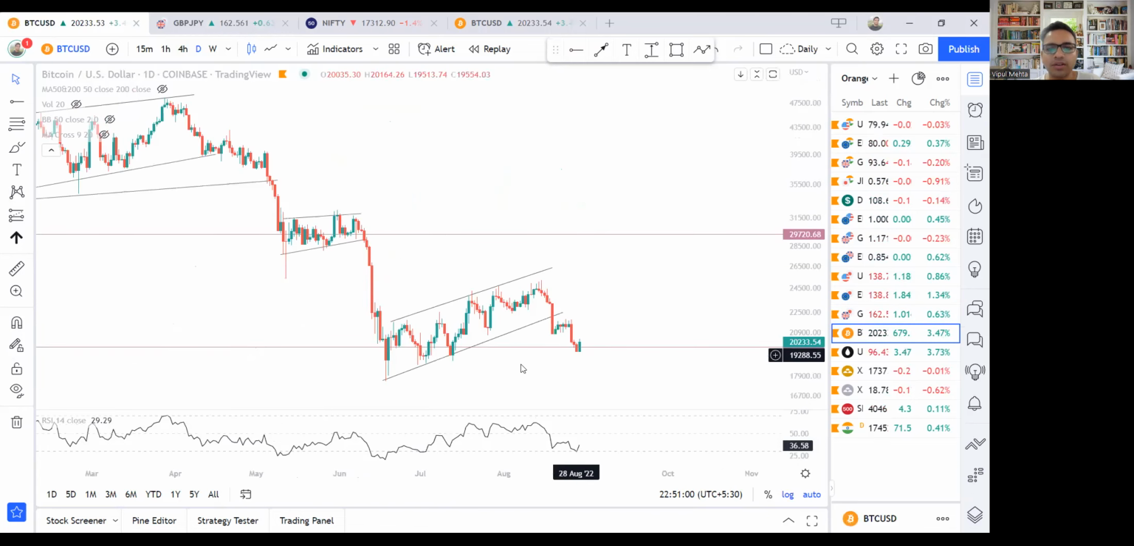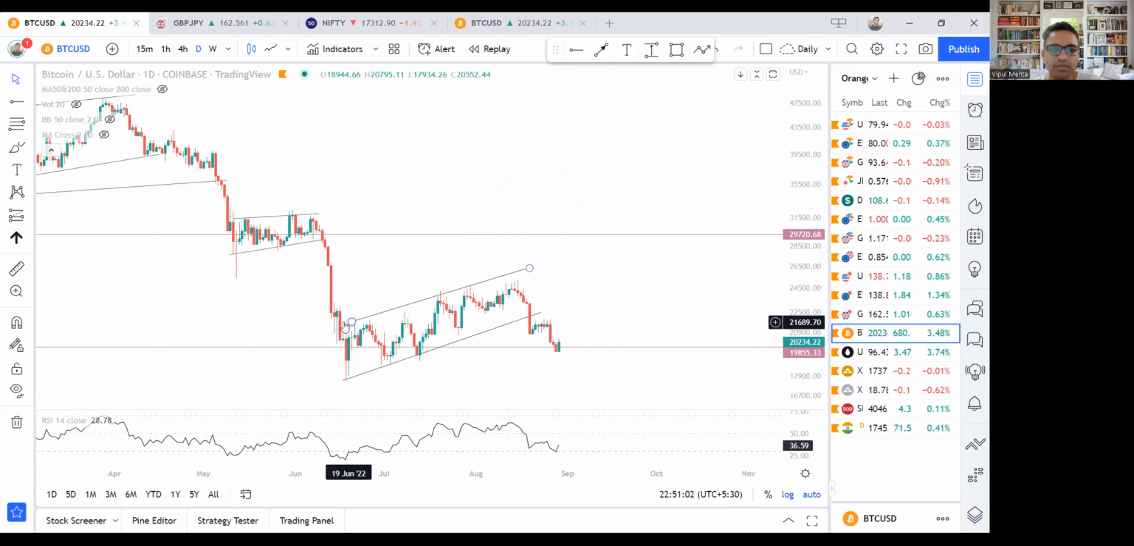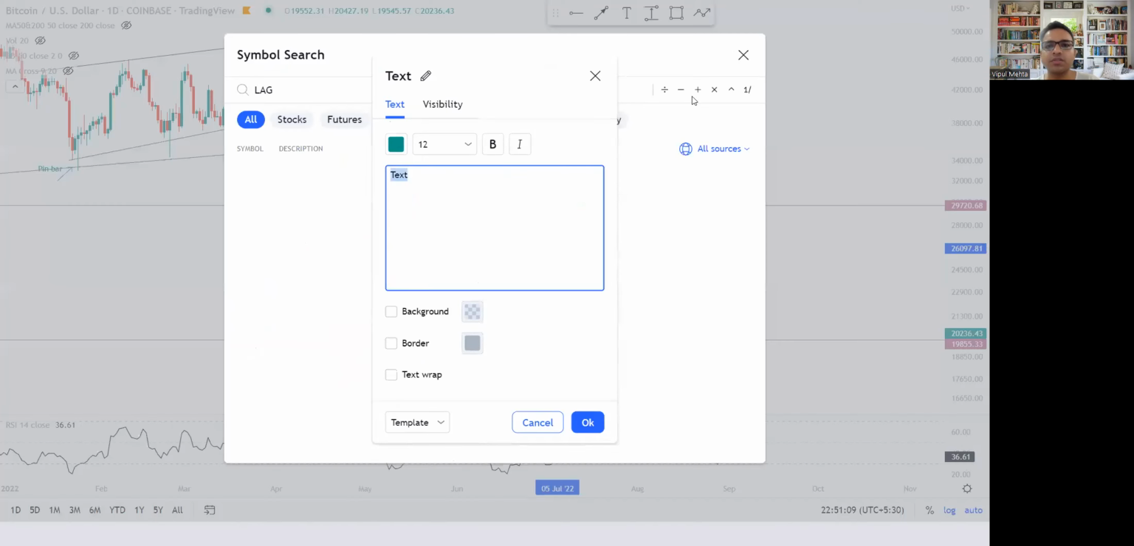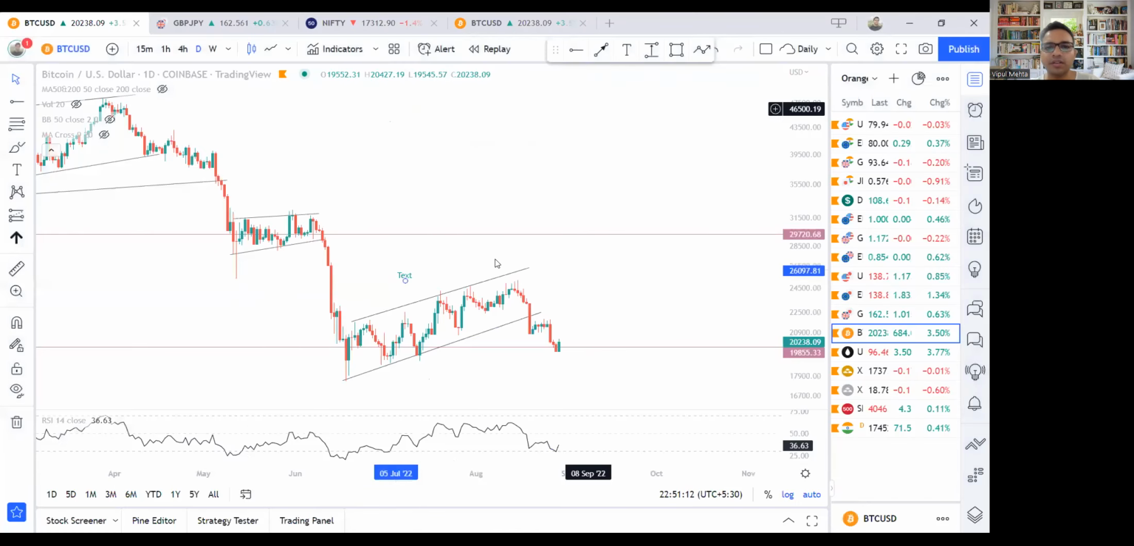Let's look at Bitcoin. Bitcoin has been forming in this kind of a flag, and within this... Okay, anyway, leave it. So this was this flag. The flag breakdown happened, another breakdown, and today is essentially a retracement at the 20,000 level.